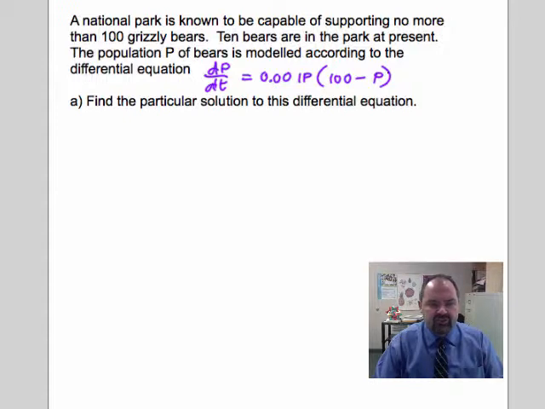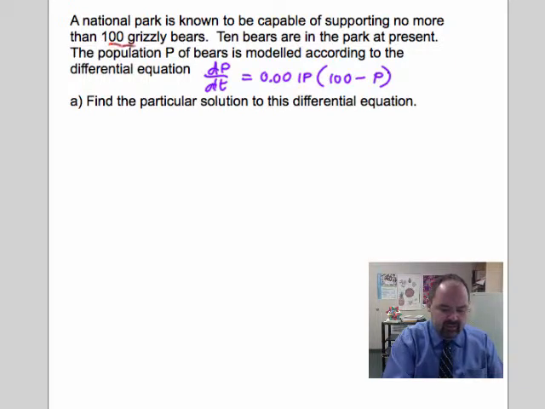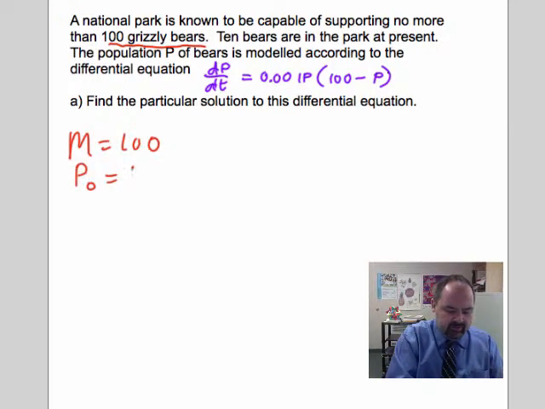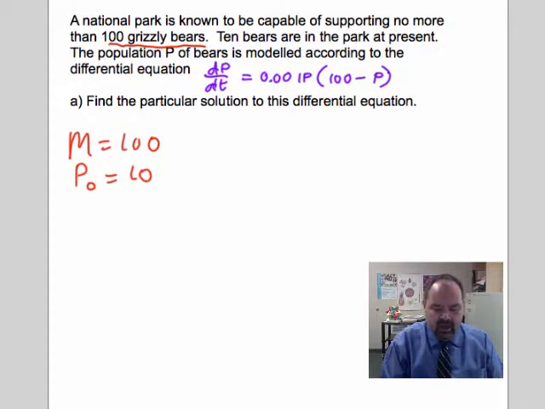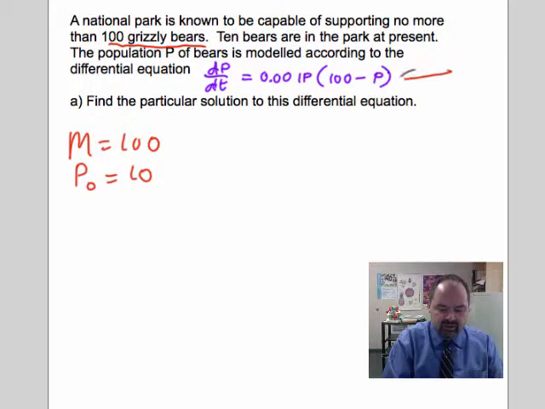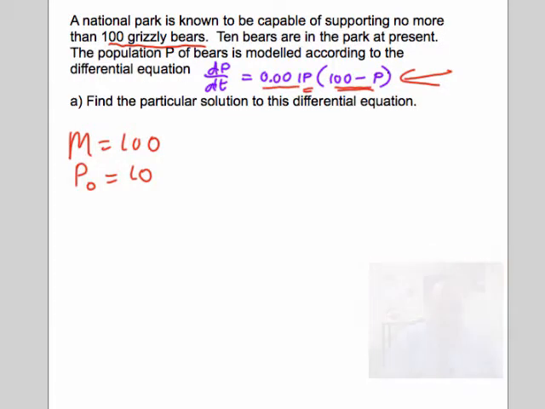A national park is known to be able to support no more than 100 grizzly bears. Okay, that's indicating a carrying capacity of 100 bears. 10 bears are in the park at present, which is our initial population. And the population is modeled according to this differential equation, which I should recognize as a logistic differential equation because I have some constant times p times something minus p.